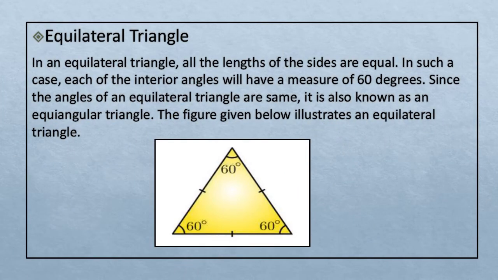And the last one is the equilateral triangle. In an equilateral triangle, all the lengths of the sides are equal. In such a case, each of the interior angles will have a measure of 60 degrees. Since the angles of an equilateral triangle are the same, it is also known as an equiangular triangle. The figure given below illustrates an equilateral triangle. Take note that the total angle of a triangle is 180 degrees.